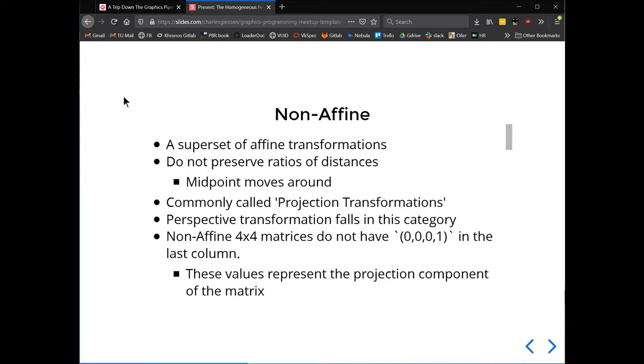And you can intuit that by imagining how perspective works in real life and how the lines are still there. It's just receding into the distance or getting smaller, whatever. The way you can tell these apart generally is the lack of a 0 0 0 1 in the last column. And that's because that's where all the perspective stuff happens, or all the stuff specific to non-affine transformation matrices.